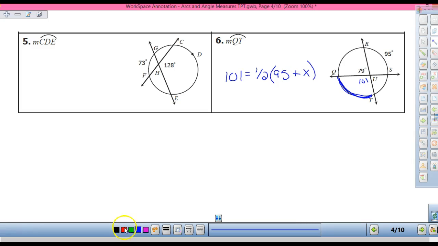So what do I have next? 202 equals 95 plus x. So now what? Subtract 95. 107 degrees. Because 79 has to do with QR and ST. So we want the intercepted arcs with QT would be this angle right here.